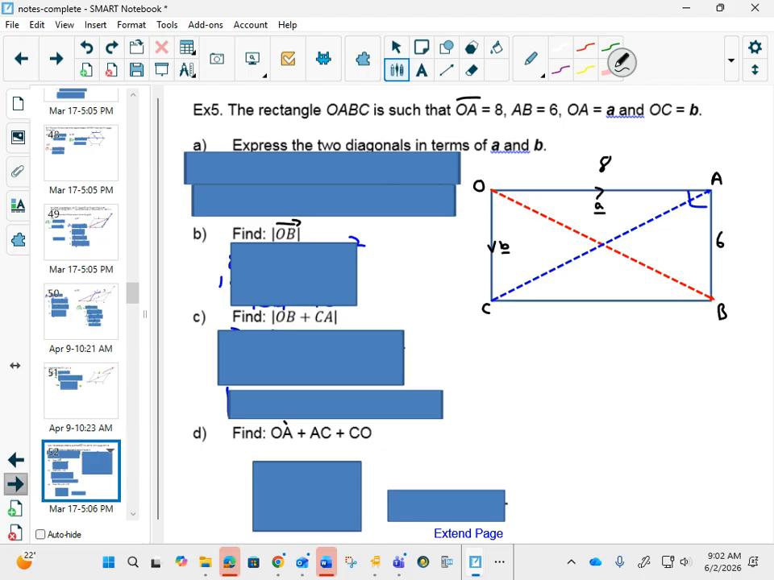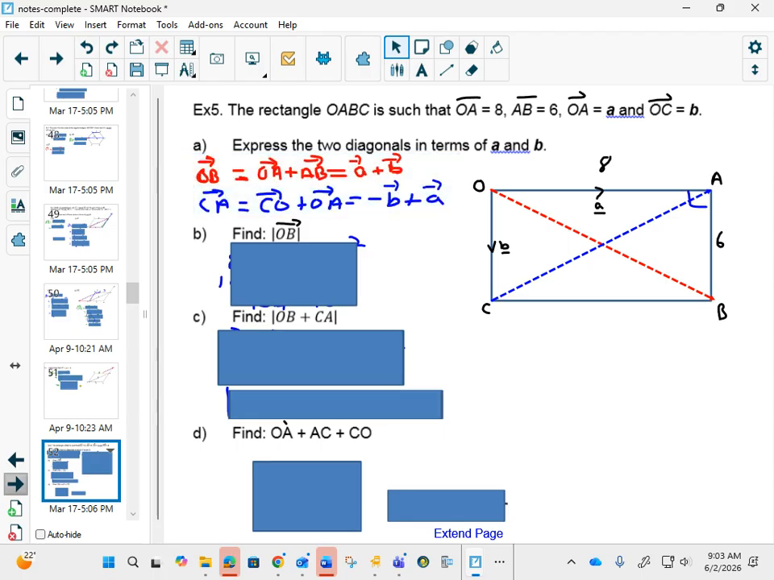Right? OA is equal to 8. A to B, that line segment is equal to 6. Vector OA, so there should probably be a vector over this and a vector over that. We've got vector A and vector B. Express two diagonals in terms of A and B. So if you wanted to go from O to B, you could go down here and then over. So that's going to be A plus B. And C to A, well, that would be negative B plus A.